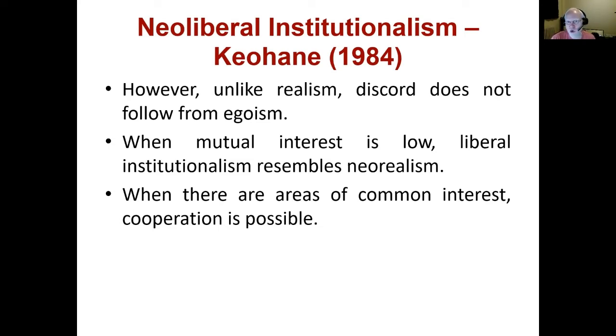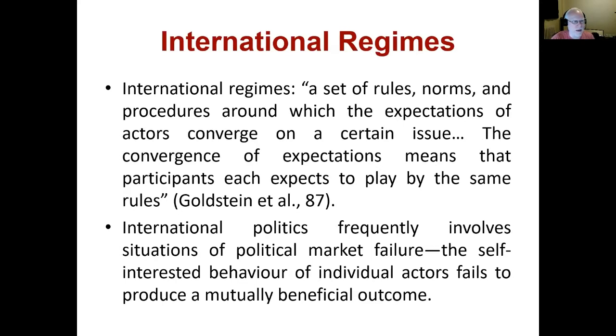But there are areas in between, where there's some level of overlap, not a perfect overlap, but some areas where they could possibly improve their outcomes. Neither side is getting the best that they could do, and if they work together, they could both improve their situation, where there is some level of common interest. This is the area where neoliberal institutionalism really comes in. It's looking at how we can get to this cooperation. And we get there partially through the use of international regimes.